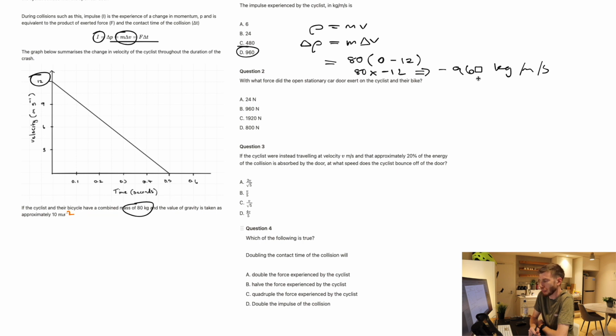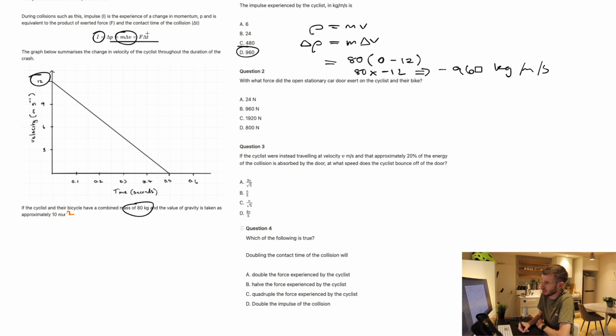The next one then says, with what force did the open stationary car door exert on the cyclist and their bike? That doesn't make any sense grammatically, I've got to fix that. So Newton's third law would suggest, this is a bit of implied knowledge, that there's equal force applied from either object, so you don't have to overthink it or think about, well, what was the car doing? Whatever force they exert is the force the door exerts back.